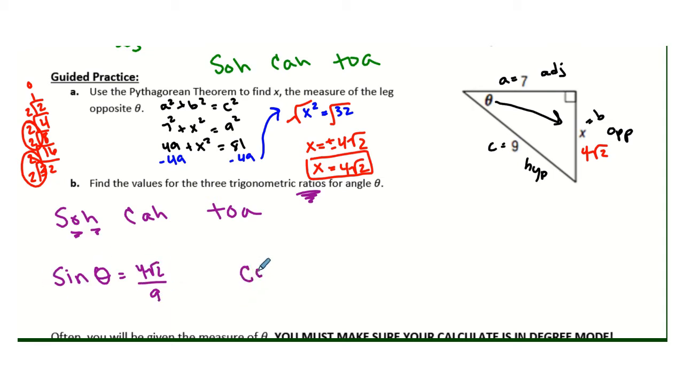Next, I'm going to look at cosine of theta. Cosine is adjacent over hypotenuse. Adjacent to angle theta is 7. The hypotenuse is 9.